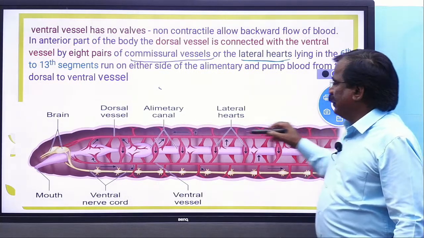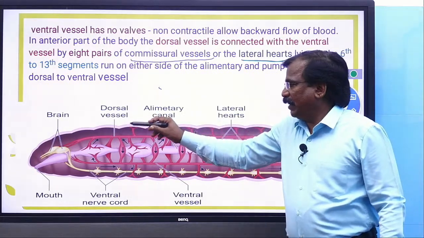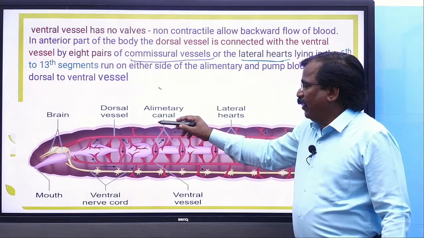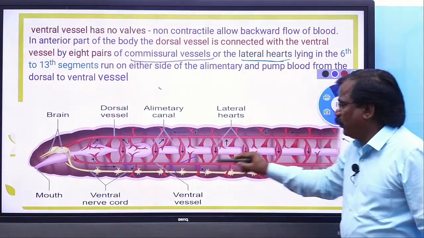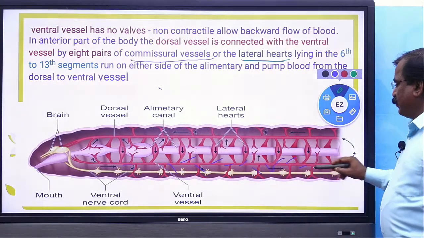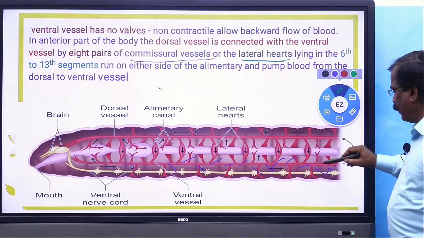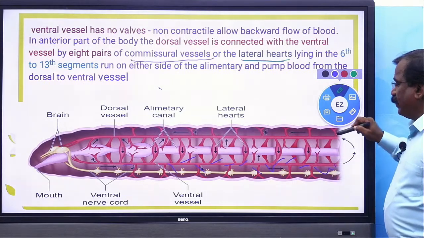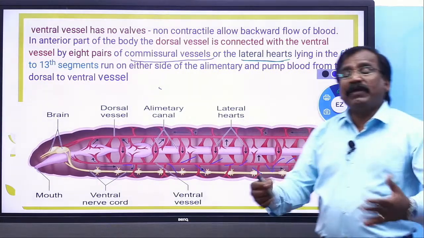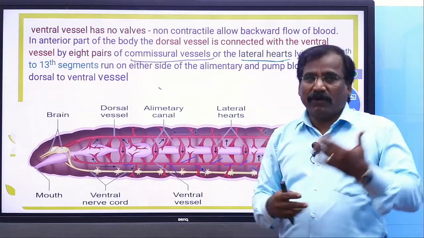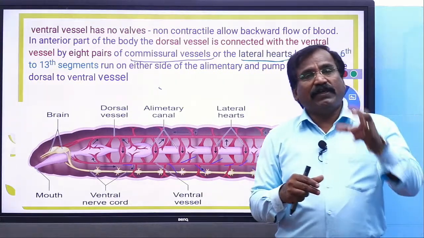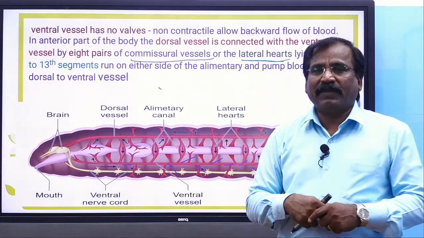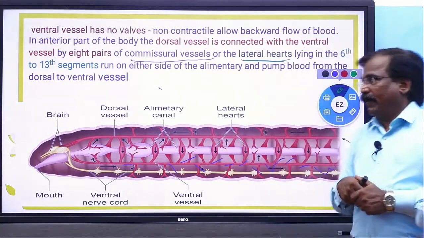Dorsal vessel function: it collects the impure blood from various parts and transports it to the anterior side of the body. Lateral hearts pump பண்றாங்க from dorsal vessel to ventral vessel-க்கு. இந்த ventral vessel that distributes the blood to various parts. புரியுதுங்களா? வந்துட்டு திரும்ப collect பண்ணிட்டு போறாங்க. இது separate ஒரு question இருக்கு, 3 marks-ல கேட்கலாம், that is the circulatory system-ல difference between the dorsal vessel and ventral vessel.